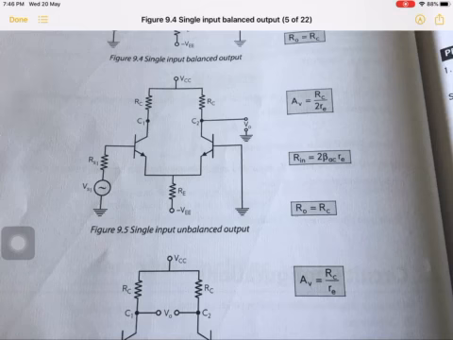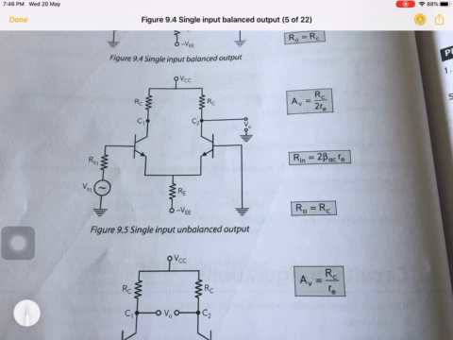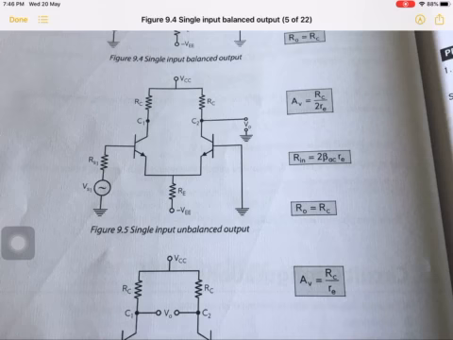Similarly, this is a single input unbalanced output. What does that mean? We are taking output only from one collector. One collector is grounded, and the other collector we are not using. We are taking only one output. And for this, voltage gain, input impedance, and output impedance are given.